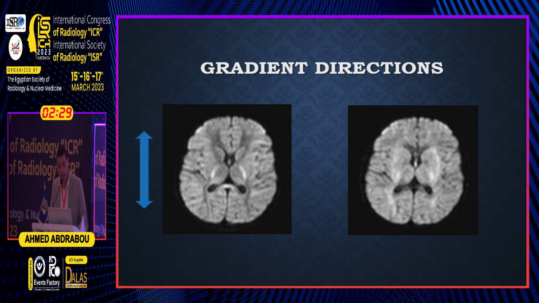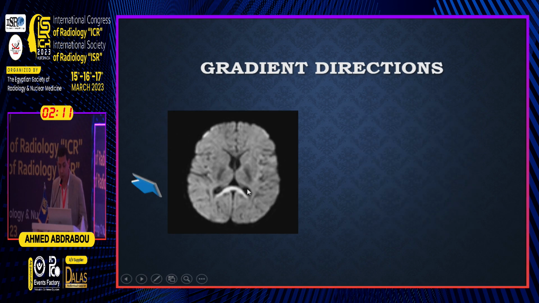In another image here, you can see that the signal loss occurs along the genu of the corpus callosum and the splenium of the corpus callosum as well, while other fibers are still high signal. So we know that the gradient direction is from right to left or left to right.